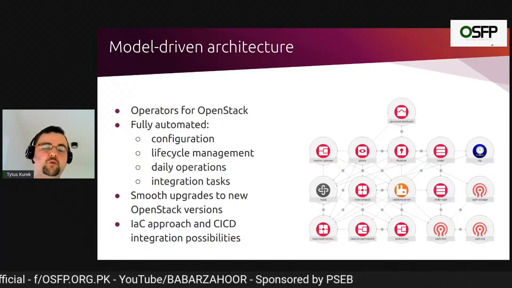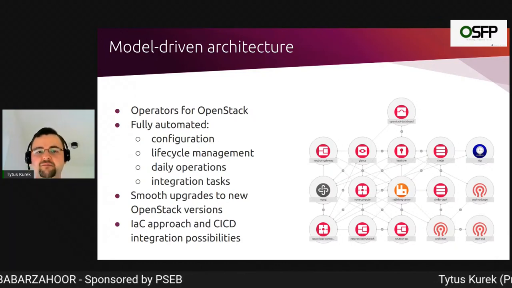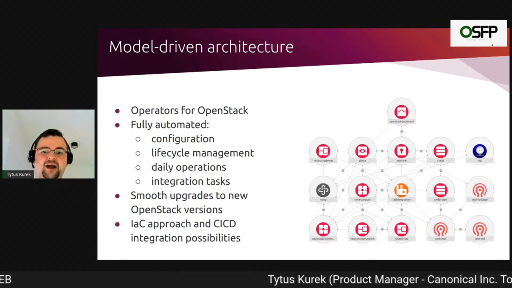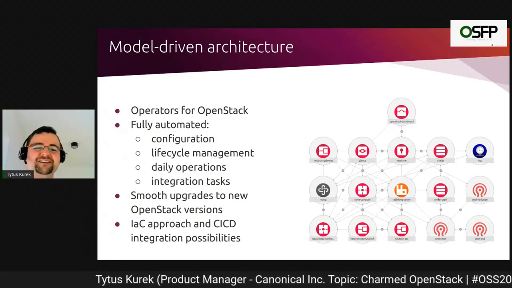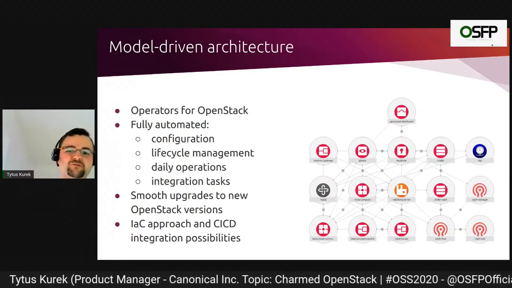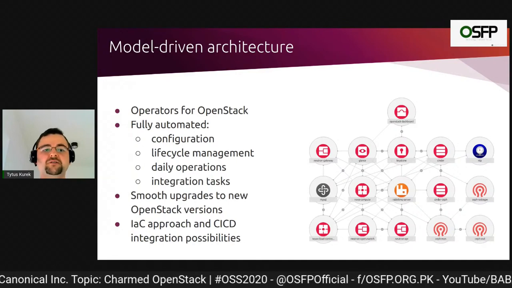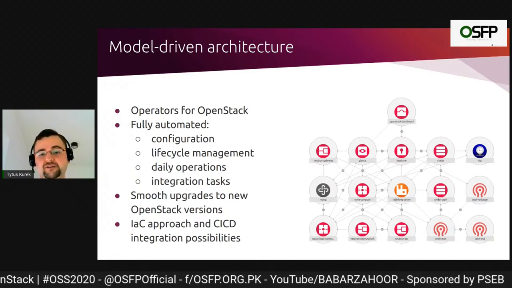So we use this idea for charmed OpenStack way before it became popular in the Kubernetes world. So our operators used to be called charms, thus charmed OpenStack as a name for the distribution, but we're now adopting this new terminology of operators. So you can consider charmed OpenStack as an OpenStack deployed with operators.